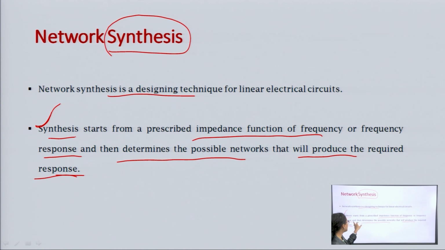So the basic requirement for this synthesis is your impedance function or the frequency response which will be given to us, and based on that frequency response or function we are going to synthesize a network that will produce the required response. So this is the basic introduction, right. When we deal with the 5th unit, network synthesis, it will be more clear, right.